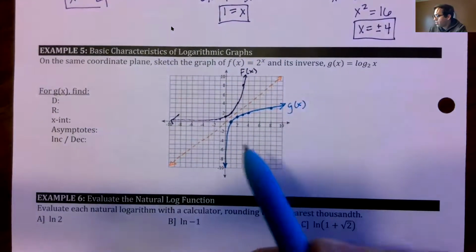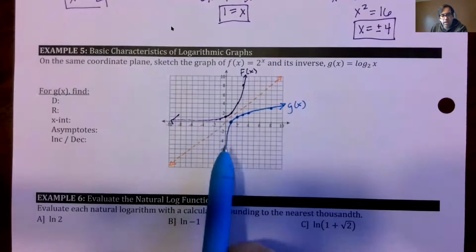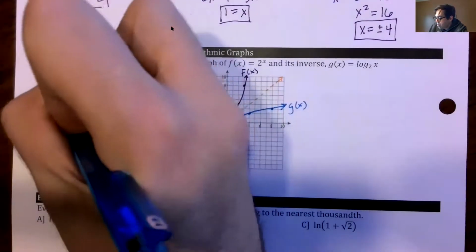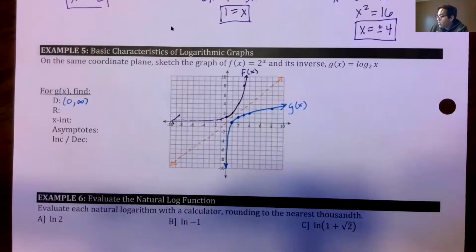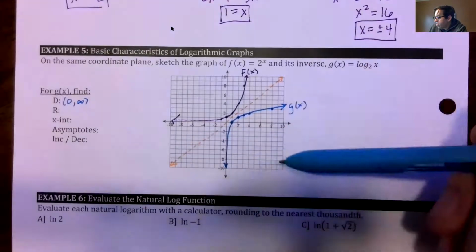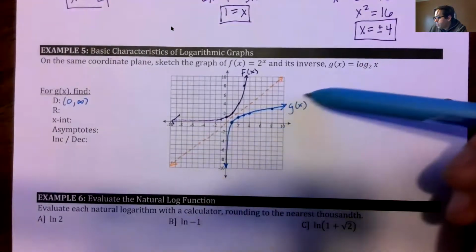So the domain, we've got a vertical asymptote here, and then it only goes this way. So it's going to be from 0 to infinity. The range, though, is actually all real numbers. There's not a horizontal asymptote. So this keeps going down and this keeps going up, even though it curves as it goes up.